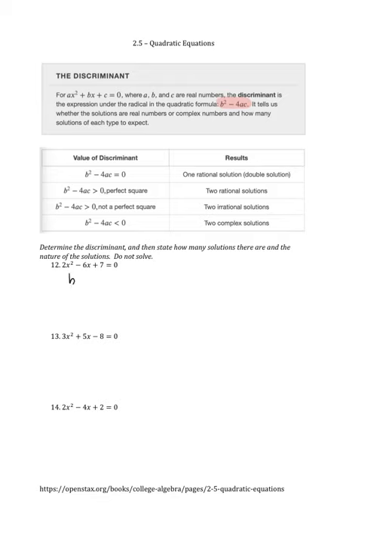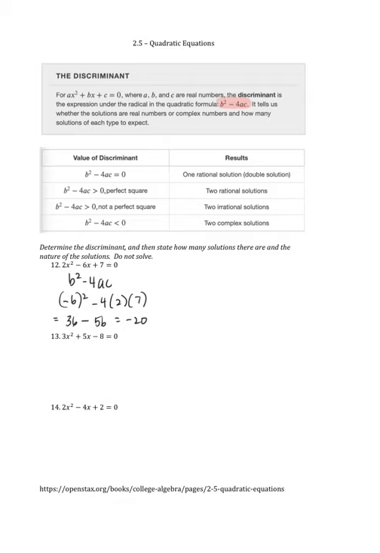So we're going to use the b squared minus 4ac. So b is negative 6, minus 4 times a is 2, c is 7. So this will be 36 minus 8 times 7 is 56. So then if we have 36 minus 56, we will get negative 20. Now what we want to do is look at our chart up here.